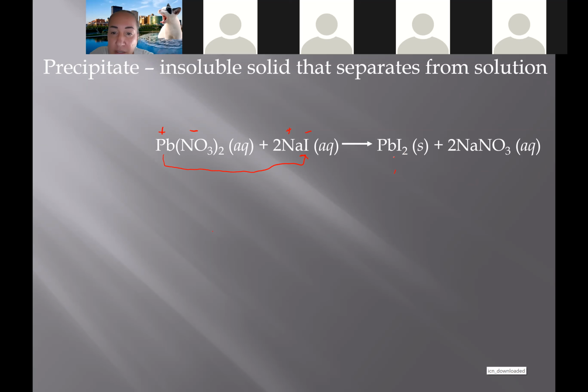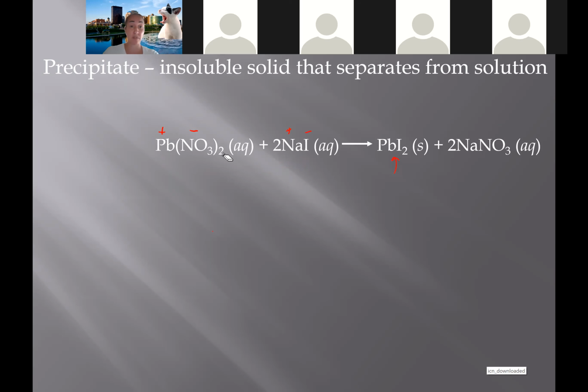And if you notice, look what happens. That's exactly what happens. The lead switches the partner, goes with iodine. And then obviously the other thing, the sodium goes with the other partner, which is nitrate. That's all you're doing in a precipitation reaction. You're switching partners. The trick is to make sure you put the molecular formulas correctly together, okay?